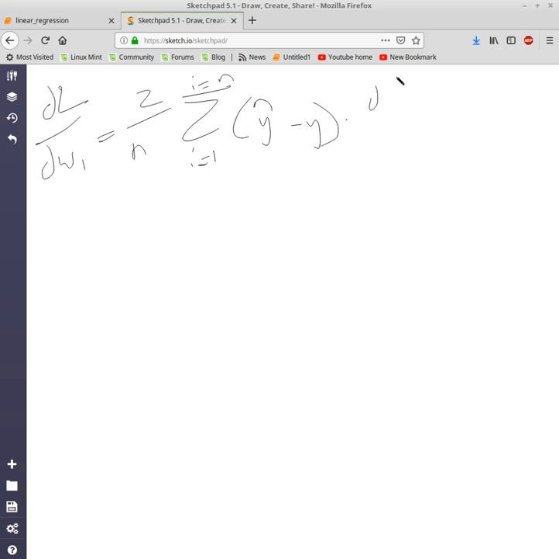this comes down to dL/dW1 equals 2/n times the sum from i equals 1 to n of (y hat minus y) times dy hat/dW1, and this is going to equal 2/n times the sum from i equals 1 to n of (y hat minus y) times x_i.